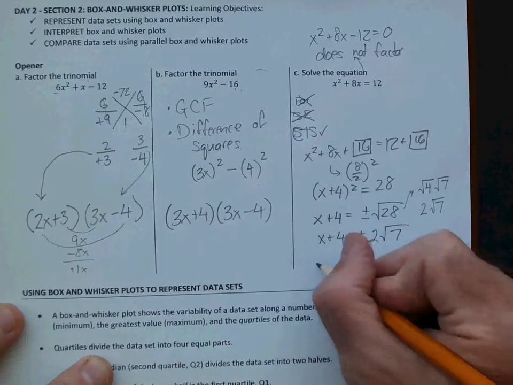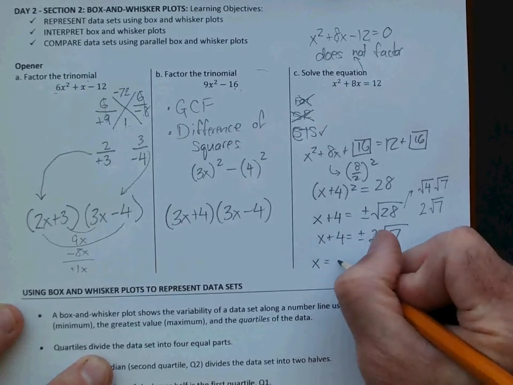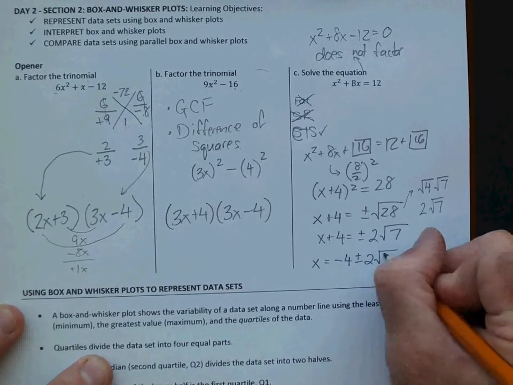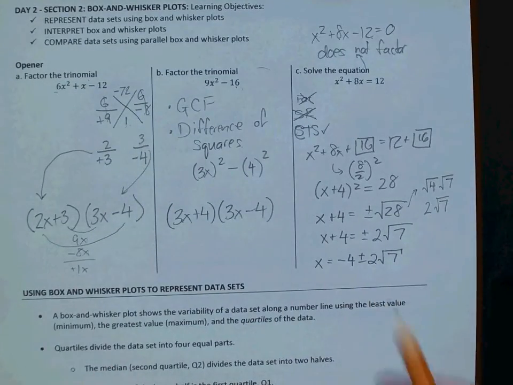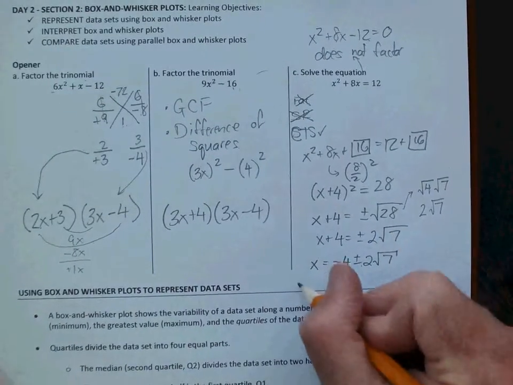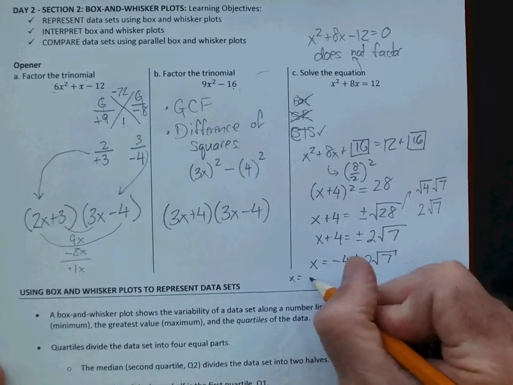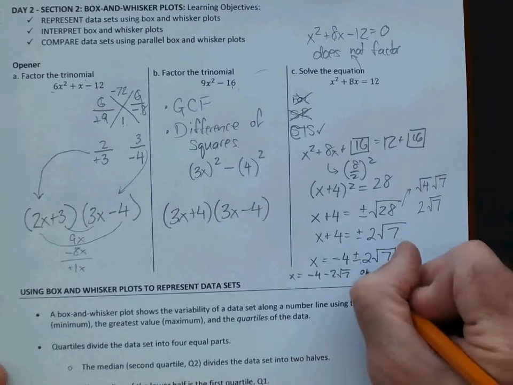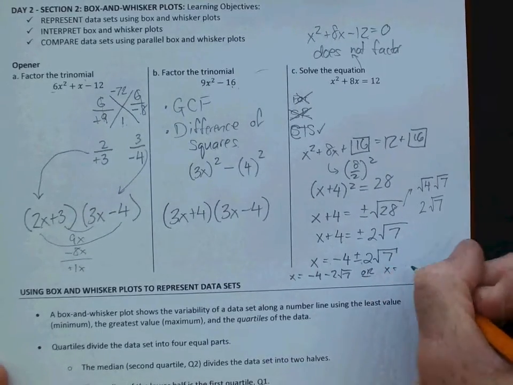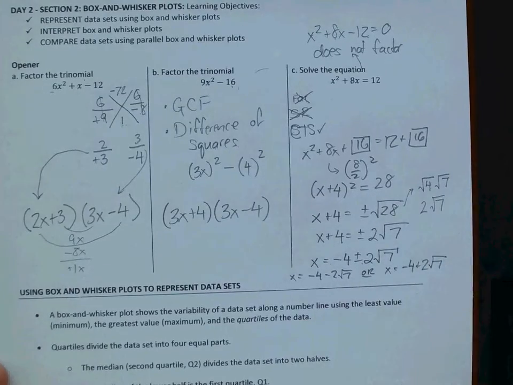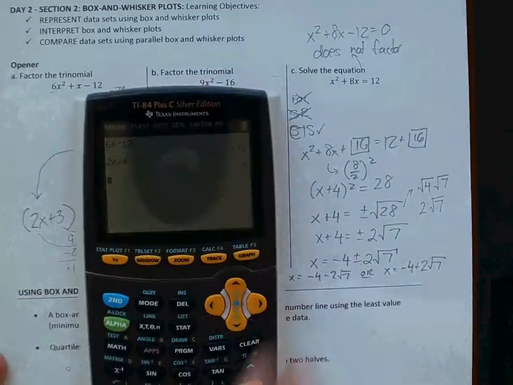Subtract 4 from both sides. You're going to get x is equal to negative 4 plus or minus 2 square root of 7. And this is the exact answer. And if we want to write the approximate answers, we would do x is equal to negative 4 minus 2 square root of 7, or x is equal to negative 4 plus 2 square root of 7, and then just use the calculator.